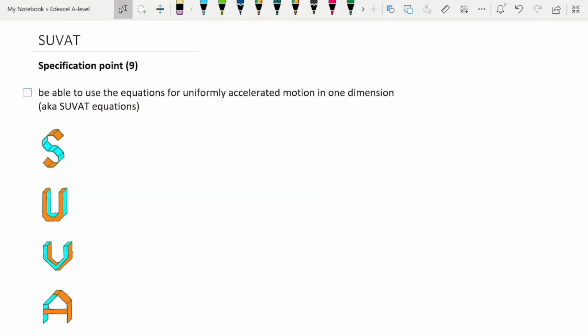This lesson focuses on using the SUVAT equations. And the SUVAT equations are four equations that we need to be able to use, and they're for uniformly accelerated motion. Now, it's very important that you understand what that means. Uniformly accelerated means under a constant acceleration. If the acceleration changes, you cannot use these SUVAT equations.